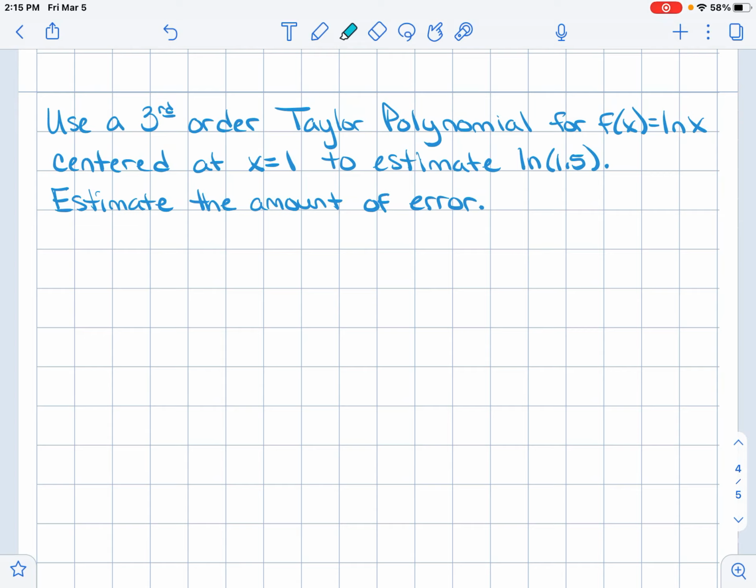This is not one that we have done yet. We've not written a polynomial for the natural log of x. So let's see if you can do this from scratch.